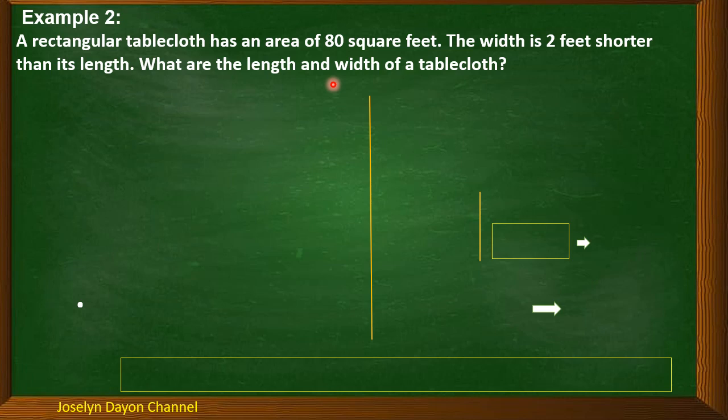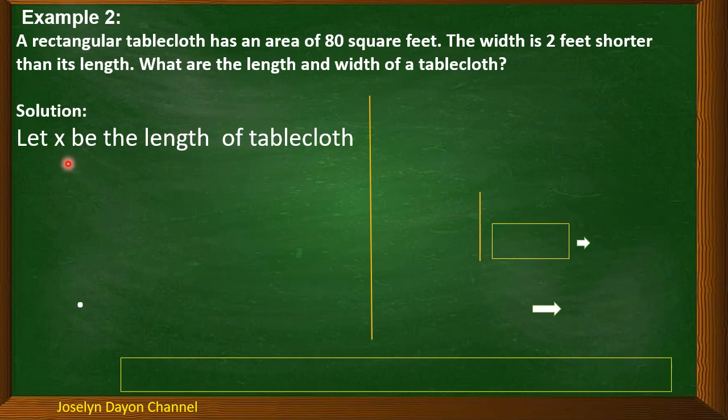Okay, first we have to represent the unknown dimension. So we can represent it with a variable. So let x be the length of the tablecloth, and x minus 2 is the width of the tablecloth. Why do we have x minus 2? Because the width is 2 feet shorter than its length.